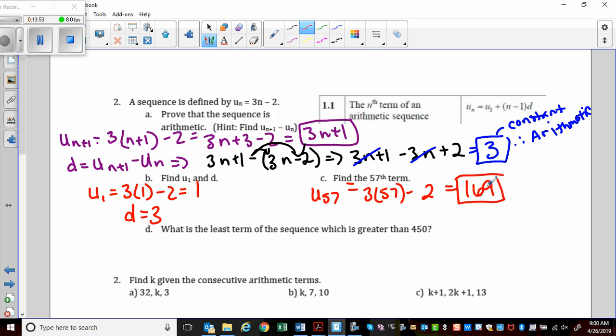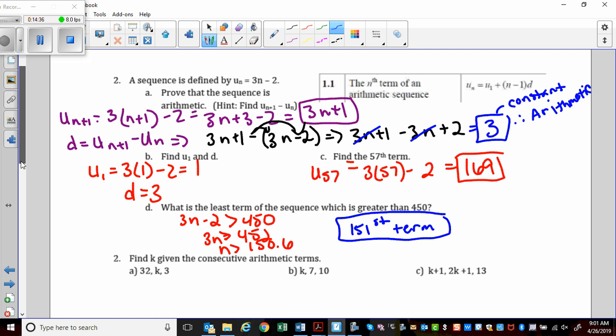Make sure. What is the least term of the sequence which is greater than 450? This is a really good IB question. So we're trying to find 3n minus 2 where it is equal to or greater than 450. We really want it to be right after 450. If I add the 2, I get 3n is greater than 452, and then divided by 3, n has to be greater than 150.6. So we're going to actually have to round up to the 151st term. Okay.